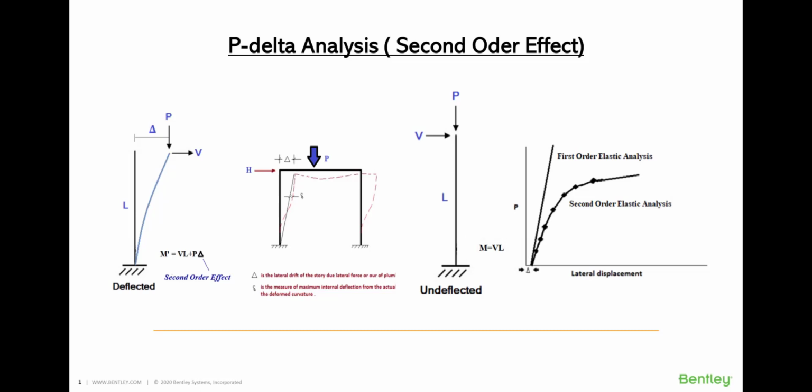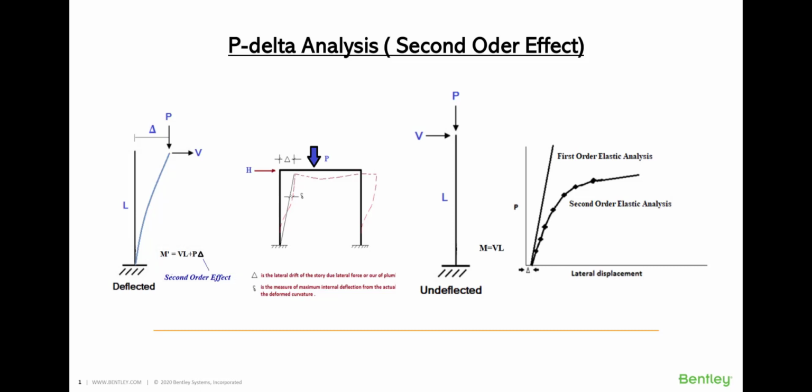Now, let's expand the structural behavior in this situation. The V lateral load creates the delta displacement at the tip of the member, and the vertical load P is already sitting there. So this vertical load generates an additional moment of P times delta, inducing the second order moment. So the total moment now is V times L plus P times delta, which is higher than the moment we obtained in the first order analysis.